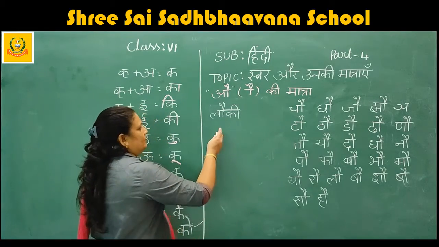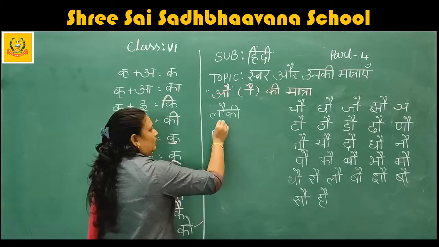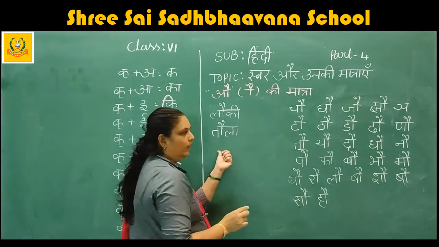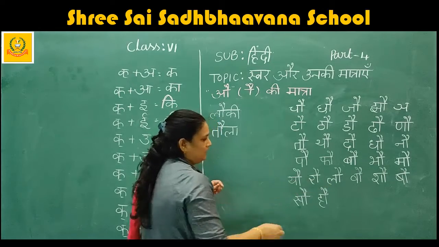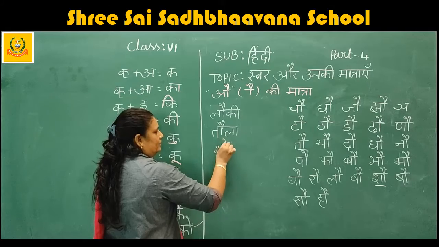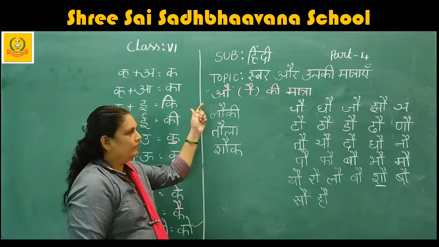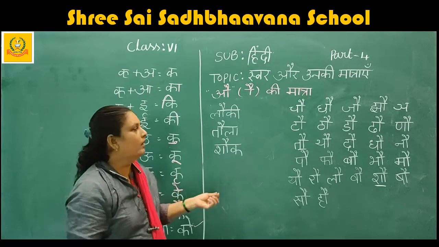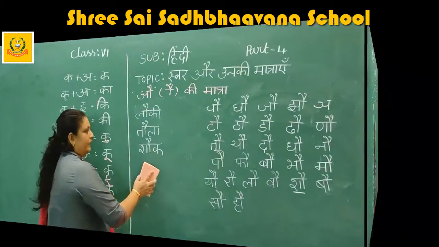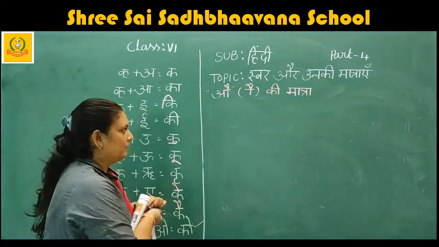Next, I am using this one, Taula. What is this? This is Taula. Next, I'll use Shau. So, using this Auki matra, we can make many words also. Now, we'll move to the textbook words with the English meaning. Don't get confused about which matras. Once I'll revise.